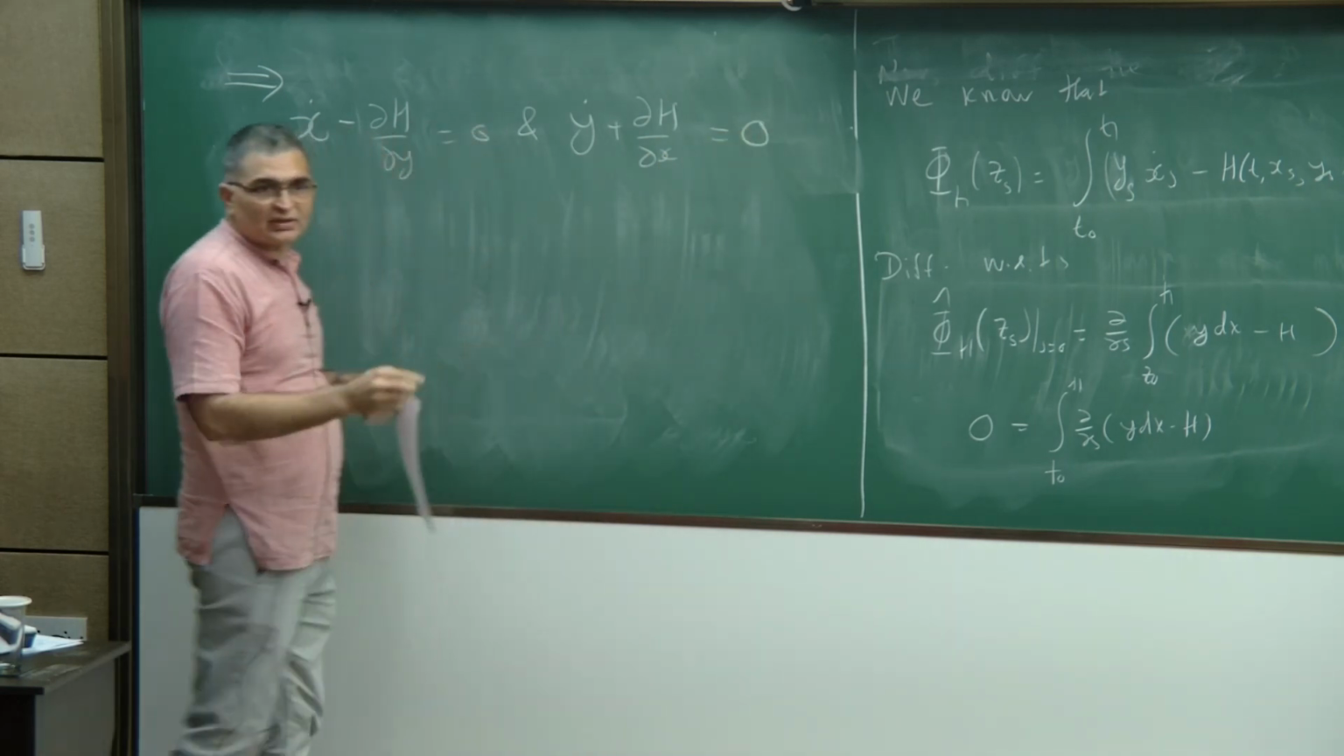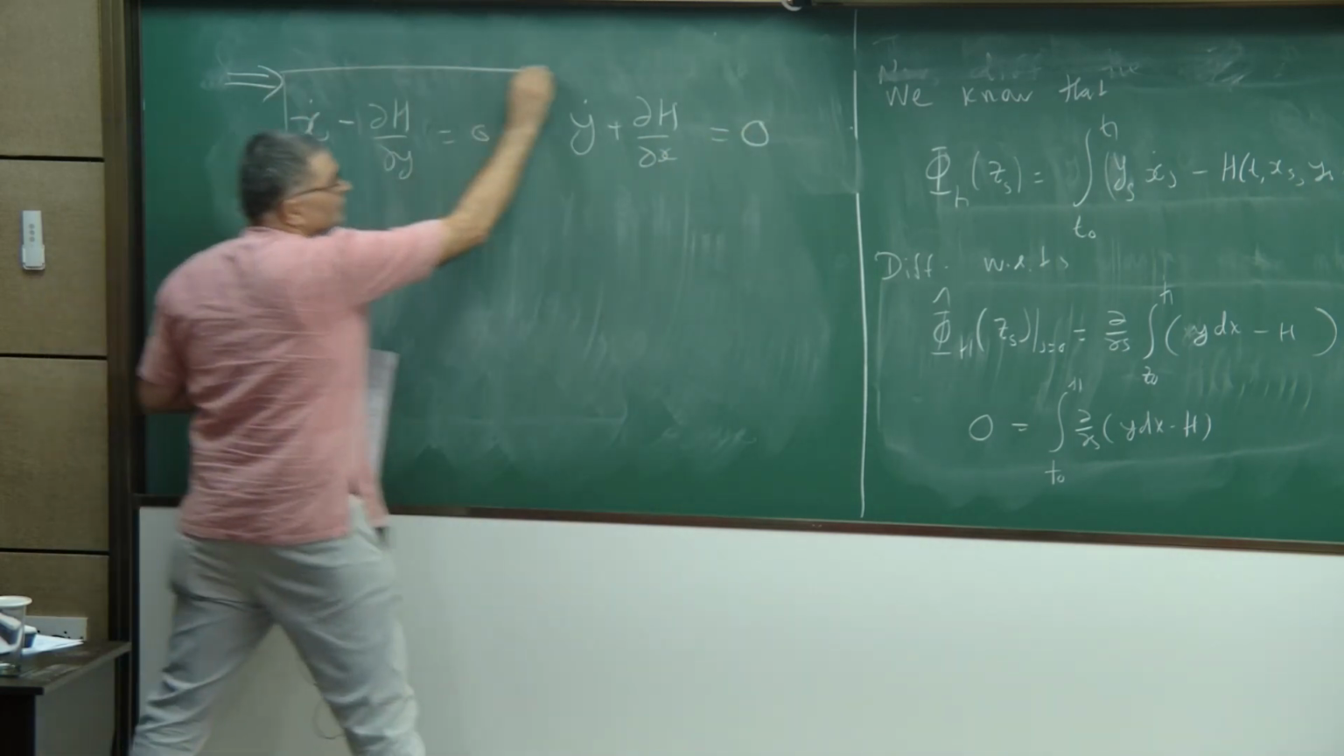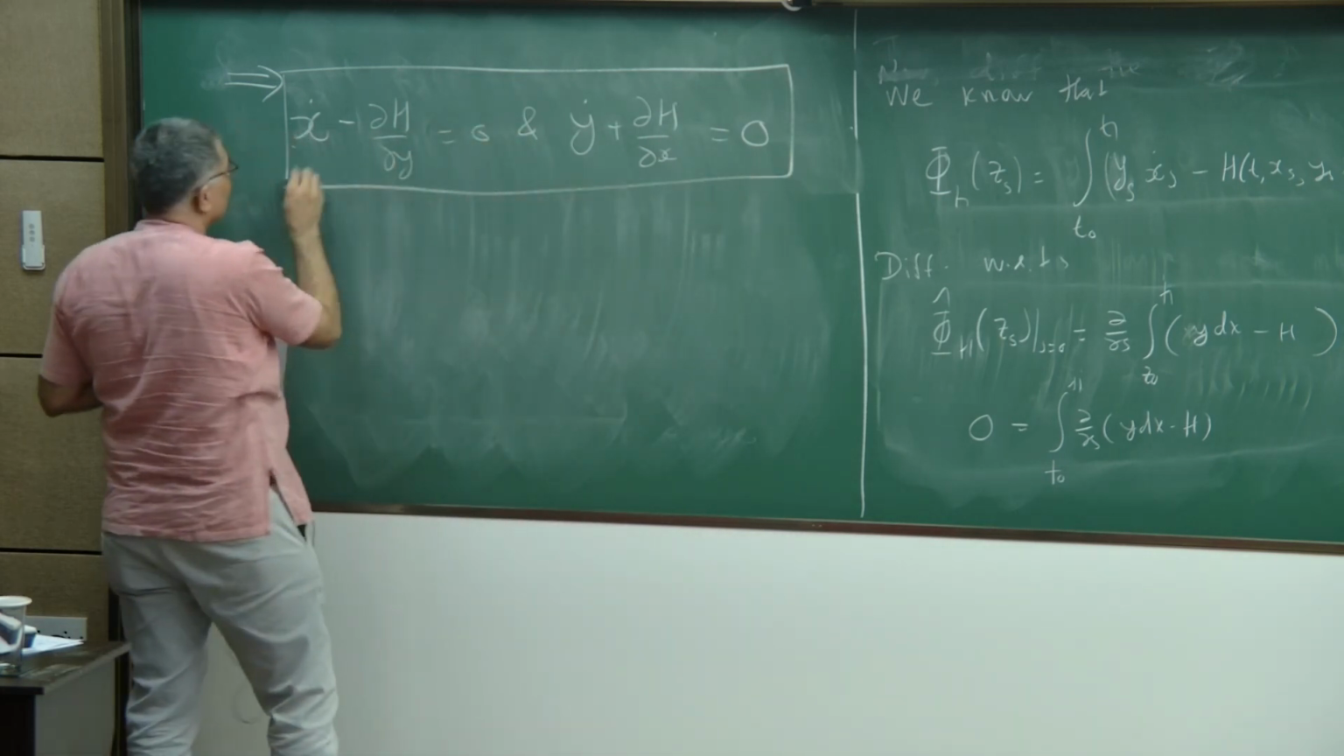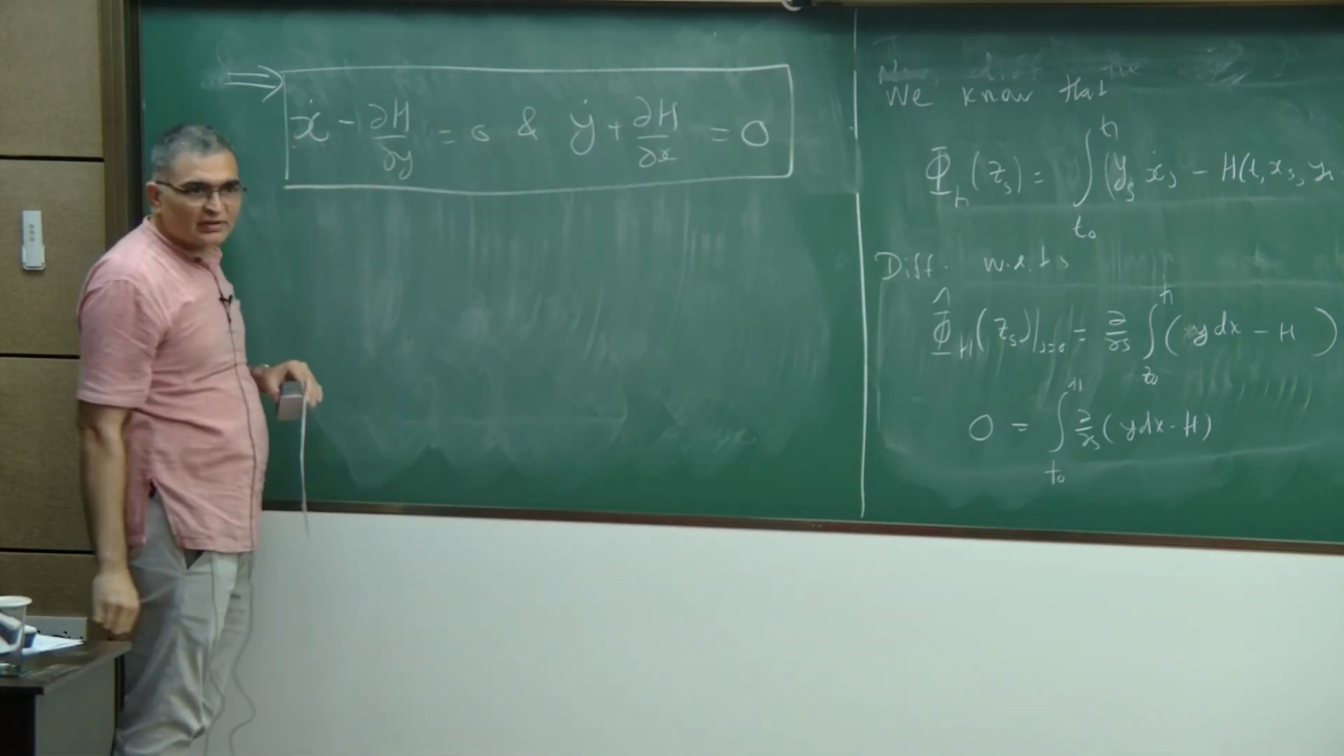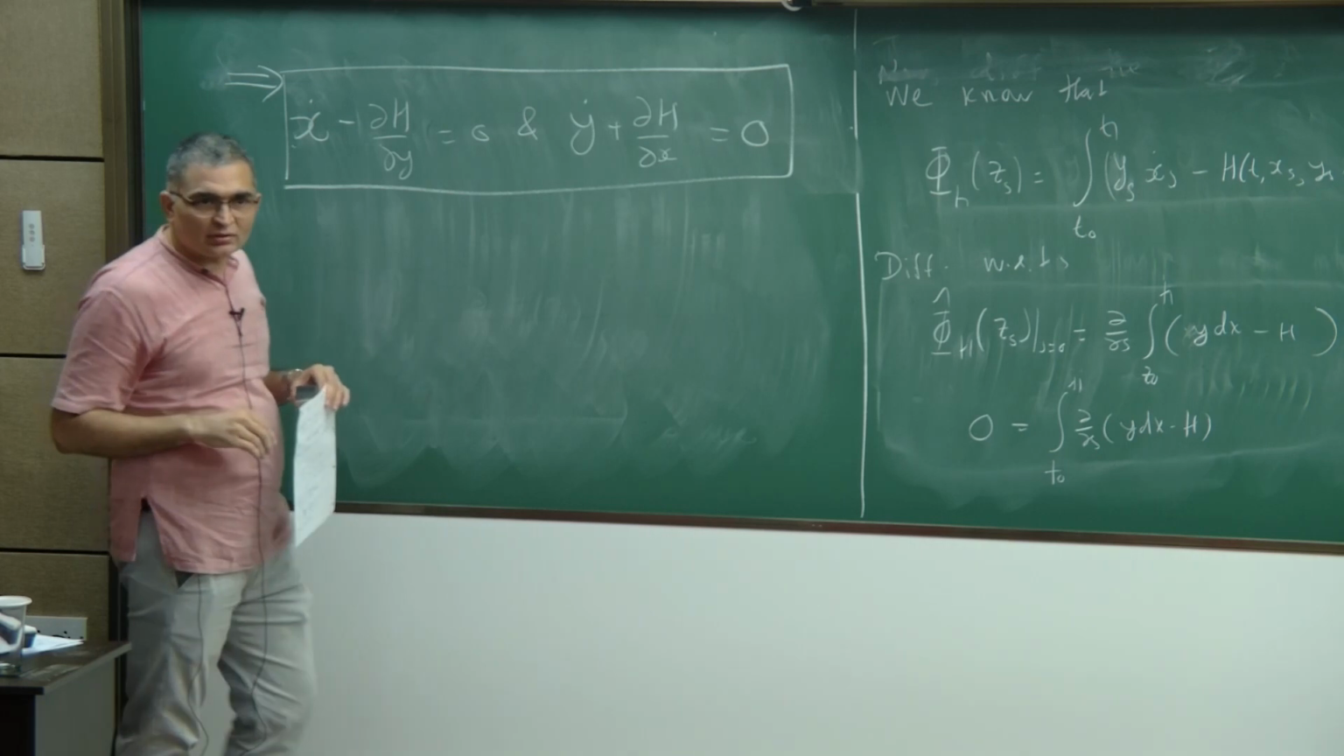But this is precisely what our equations were, and so I showed that the minimizing curve is actually the solution curve of the Hamiltonian equation.